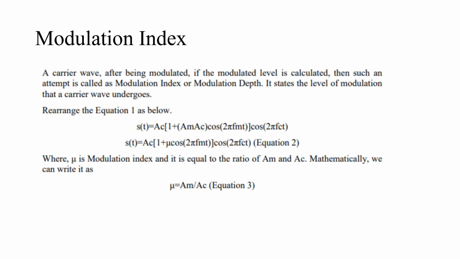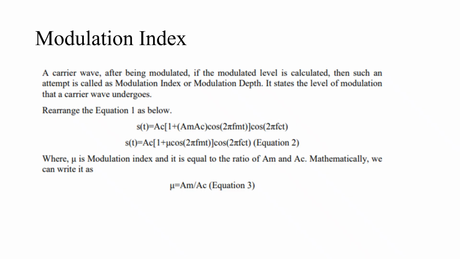Next is the modulation index, which indicates the depth of the modulation and states the level of modulation that a carrier wave undergoes. When we rearrange the above equation, s(t) can be represented as Ac into 1 plus Am by Ac cos 2 pi fm t, into cos 2 pi fc t. Here we are replacing Am by Ac with mu, so s(t) is Ac into 1 plus mu cos 2 pi fm t, into cos 2 pi fc t, where mu represents the modulation index.